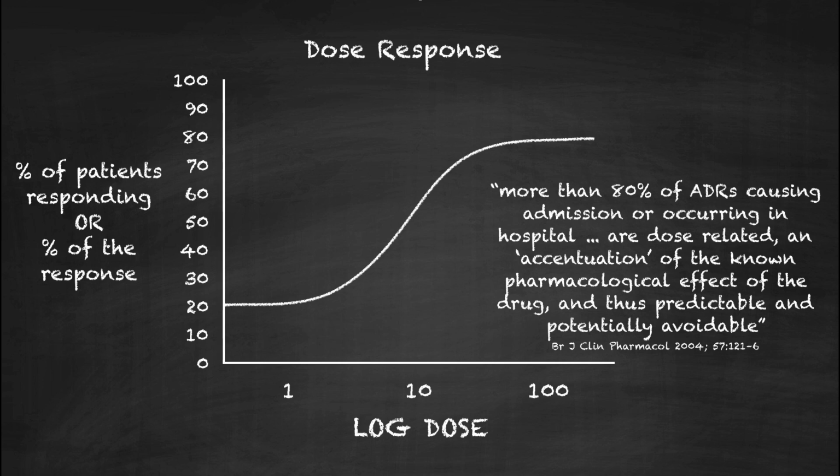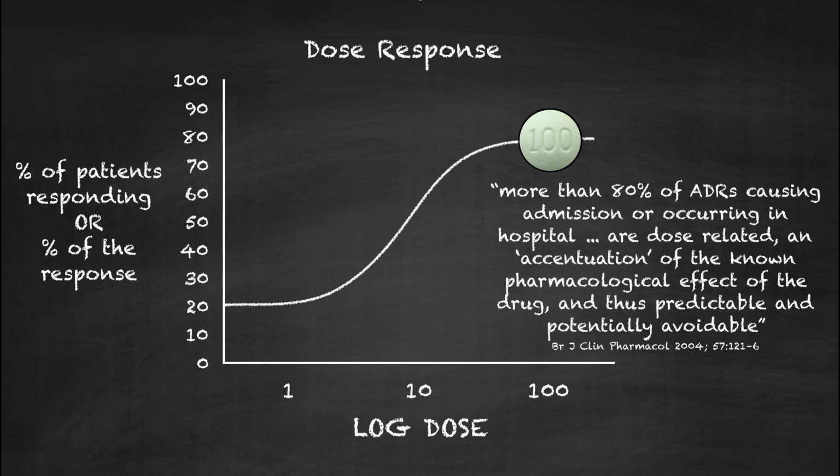So why is all this important? Well, more than 80% of all adverse drug reactions that cause admission or occur in a hospital are dose related. So if we were to use this principle that I'm talking about and start with much lower doses and likely get exactly the same effect, we could probably get rid of many of the adverse drug reactions that we're seeing, because they are almost, like I said, all dose related, and they're really just an accentuation of that known pharmacological effect, and actually are quite predictable. And I think using these concepts, they are potentially avoidable.